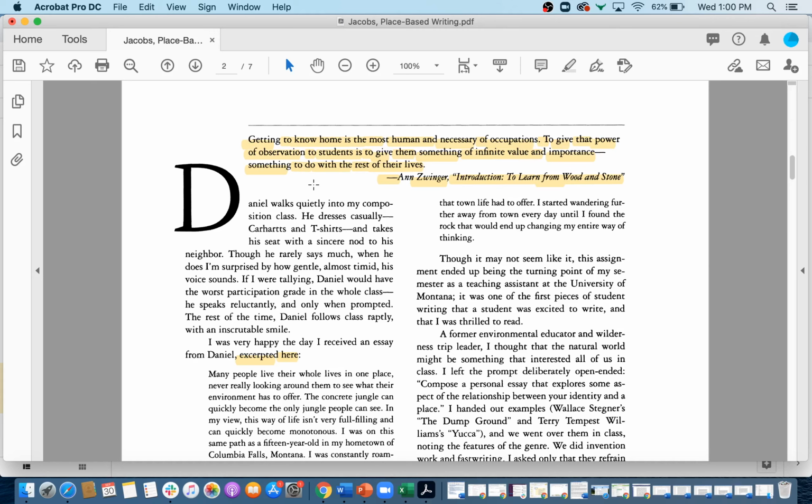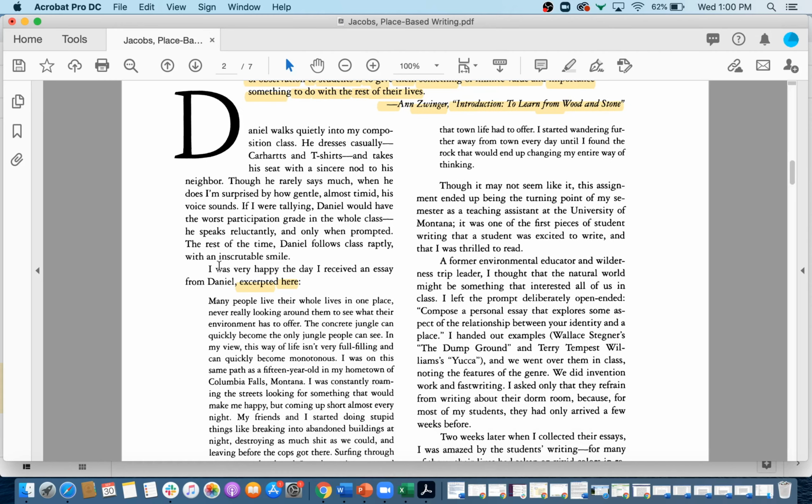And Jacobs uses this quote as a preface before he even begins his essay. And in my thinking, he's using this as an argument source because this is connected directly to the thesis of his paper. Then he's using this Zweig quote as an argument.